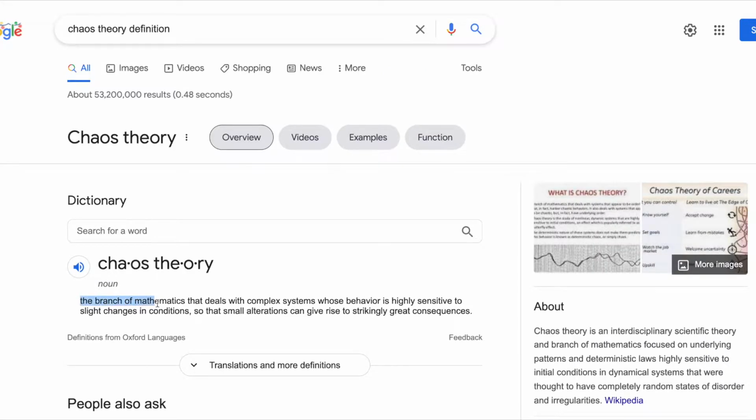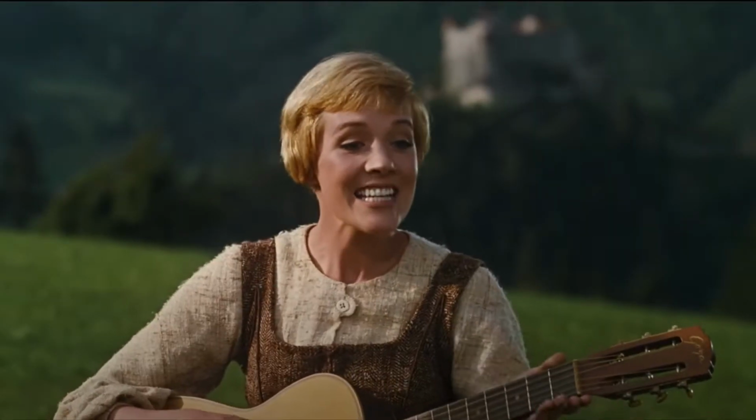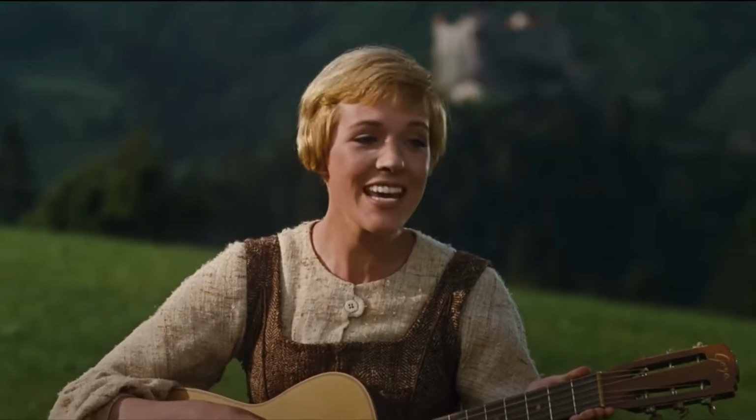Chaos theory is a branch of mathematics that deals with complex systems whose behavior is highly sensitive to slight changes in conditions so that small alterations can give rise to strikingly great consequences. Hold up, what? Okay, so before we dive into that mess, let's take a couple steps back and start at the very beginning. Let's start at the very beginning. No. We're not singing this. Okay, back to the beginning.